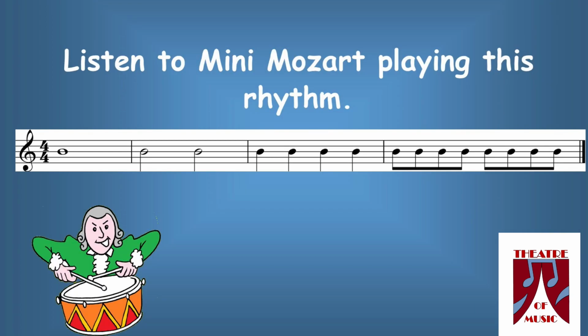So we now have semibreves, minims, crotchets and quavers, or you may call them whole notes, half notes, quarter notes and 1/8 notes. They are exactly the same thing. Have a little listen to this rhythm. You can see it written on the screen in front of you, played by Mini Mozart, and it's using the semibreves, minims, crotchets and quavers.